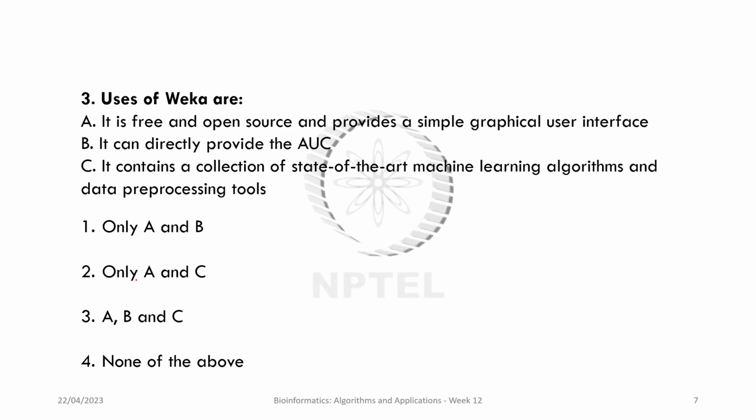Question 3. Uses of Weka are: A, it is free and open source and provides a simple graphical user interface. B, it can directly provide the AUC, which I believe is area under the curve. C, it contains a collection of state of the art machine learning algorithms and data preprocessing tools. So, which one is it? One, only A and B; two, only A and C; three, A, B, and C; and four, none of the above.